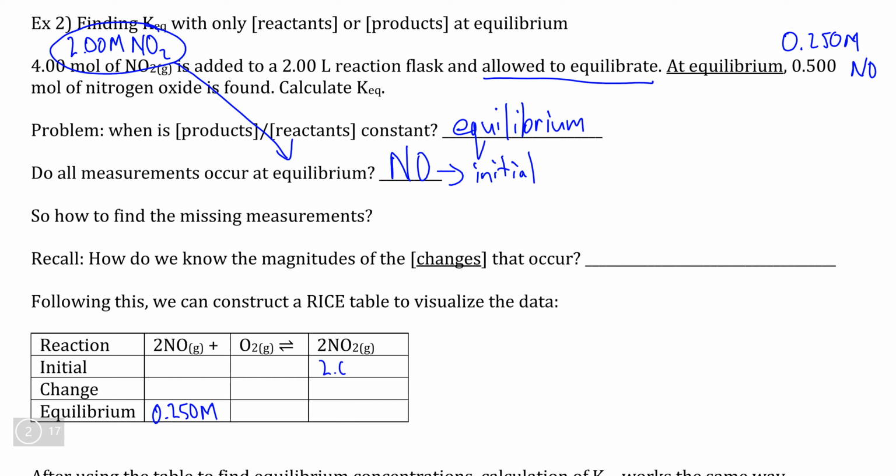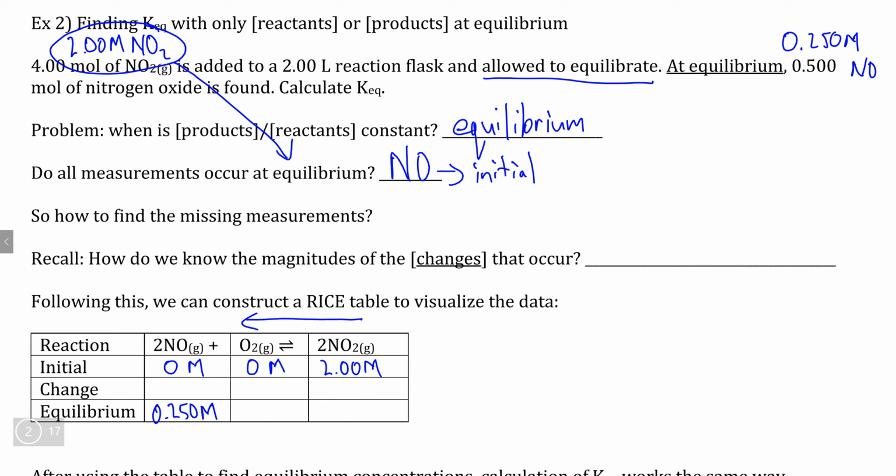Now, we're not told anything else about our initial conditions, so allowed to equilibrate means that this nitrogen dioxide is going to decompose, so only the reverse reaction is going to happen because we have no initial quantity of our reactants, which means our equilibrium is going to shift to the reactants. Now, what about the change?